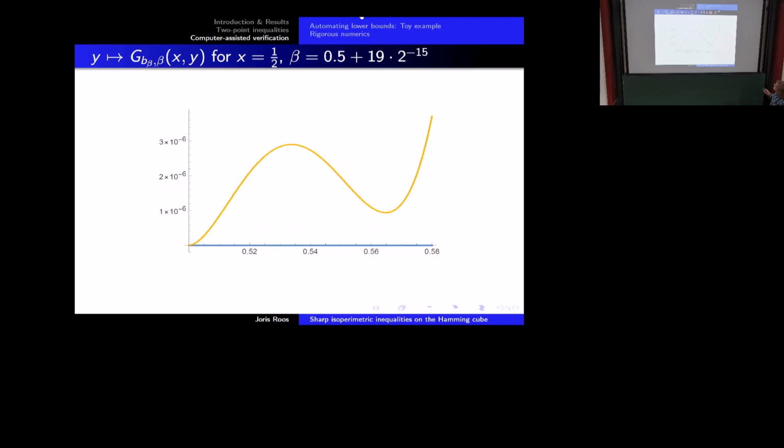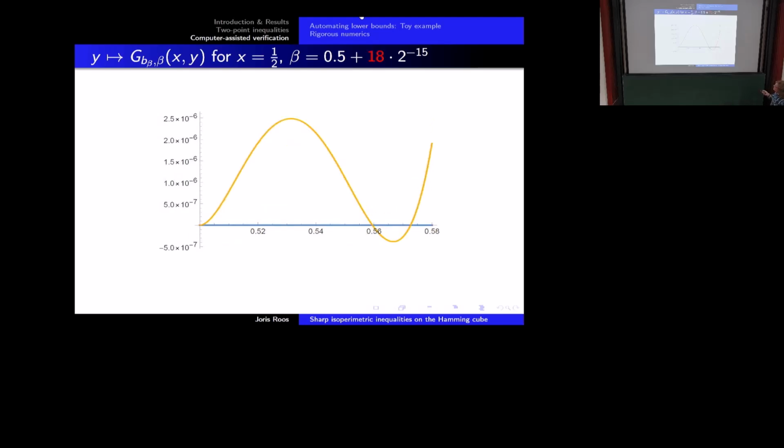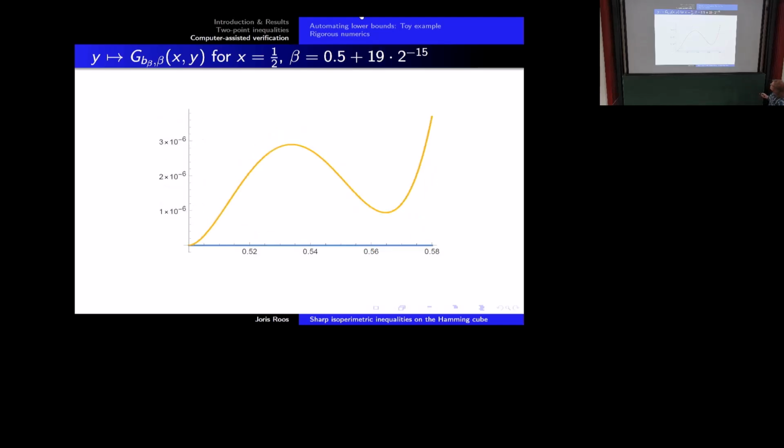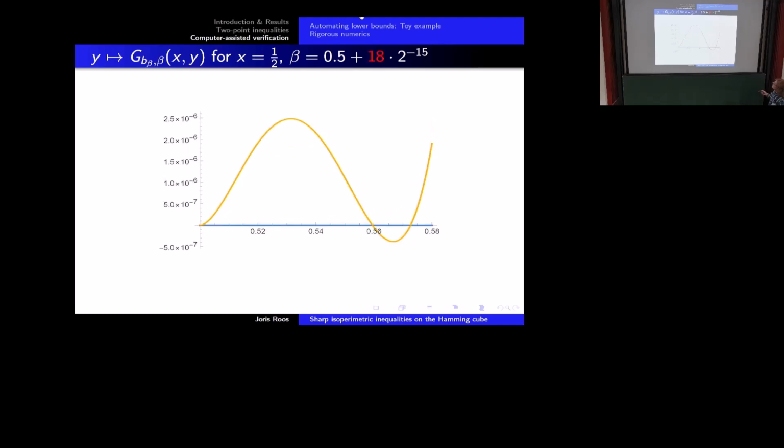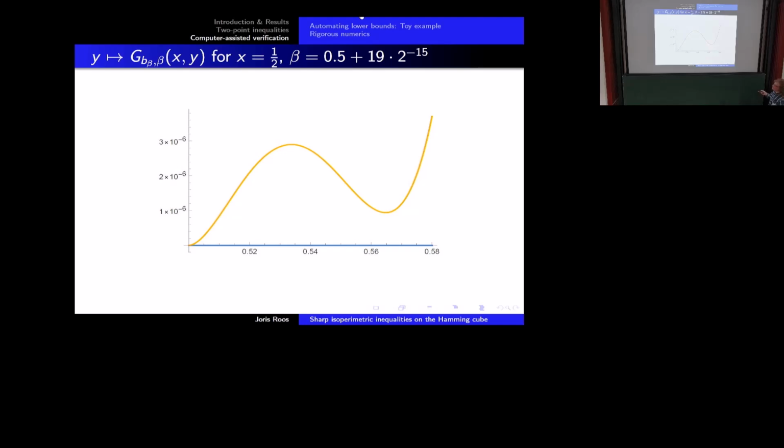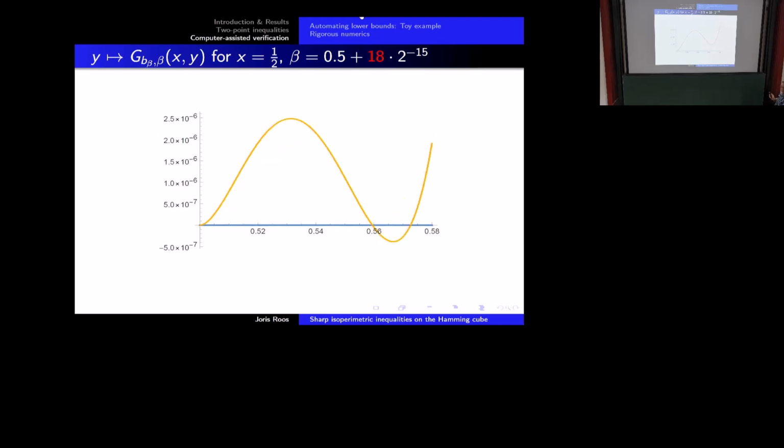If you just change this 19 to 18, you're making it a little bit smaller, then it crosses the y-axis, okay? And obviously, just by intermediate value considerations, there's some value of beta that is exactly going to make this 0, right? Make it touch. And you can compute as many binary digits of that as you want, and that can give you more digits of this magical number 0.50057 if you like, but we just decided to stop there.